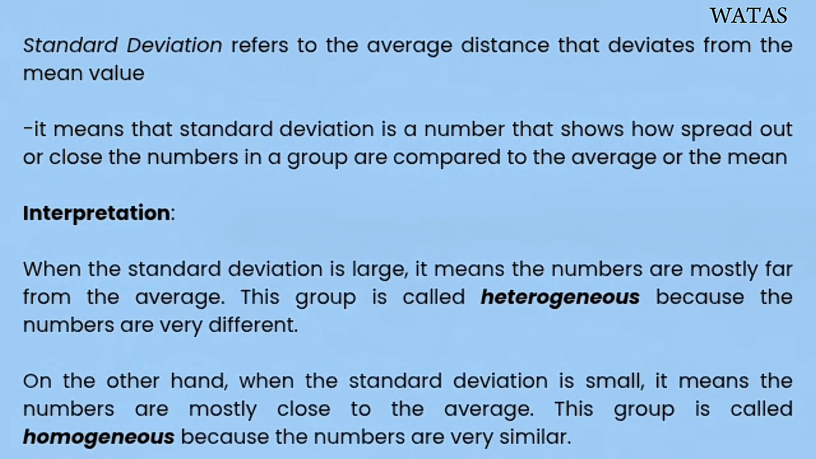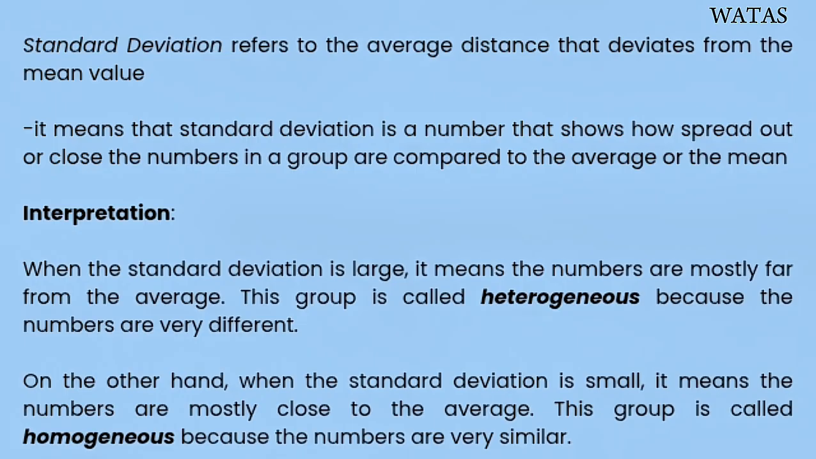What is standard deviation? Standard deviation refers to the average distance that deviates from the mean value. It means the standard deviation is a number that shows how spread out or close the numbers in a group are compared to the average, or the mean.